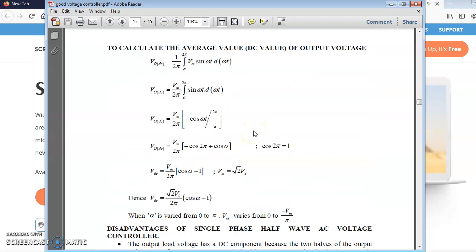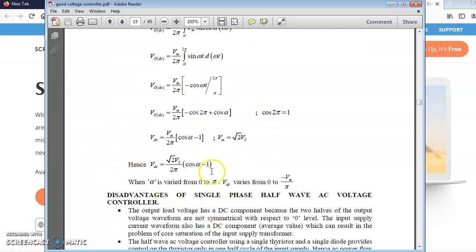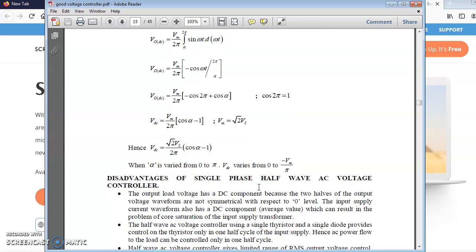To calculate the average value of the output voltage, how will we find it? Simply alpha to 2 pi. What is the equation of output voltage? Vm sin omega t. Take the average, 1 over 2 pi, and solve it. You will find it. Like this is the VDC. So this is the analysis part, that VDC and VRMS we have found.